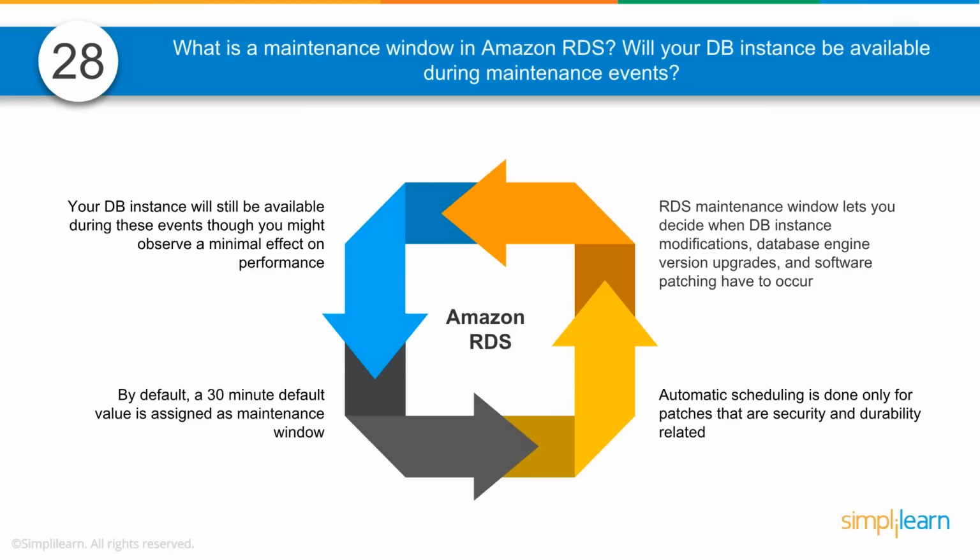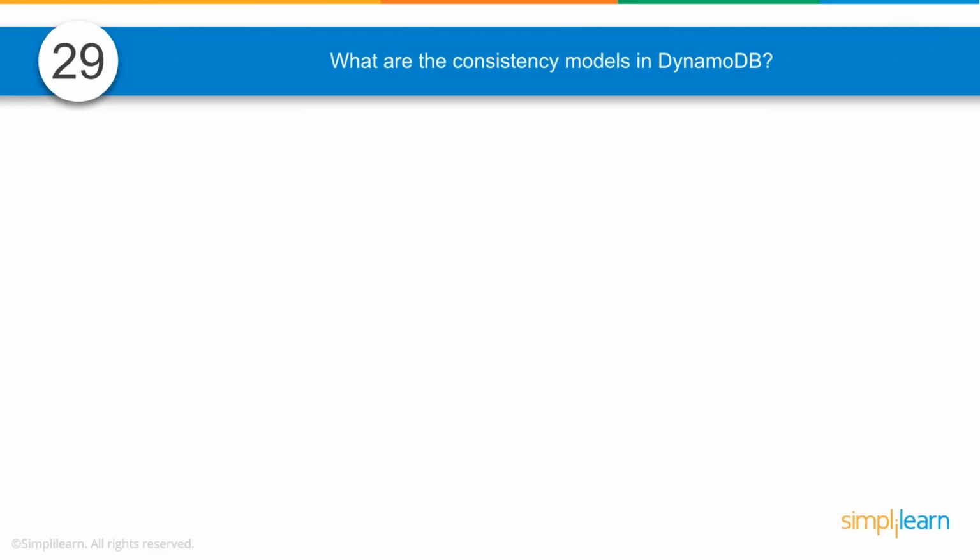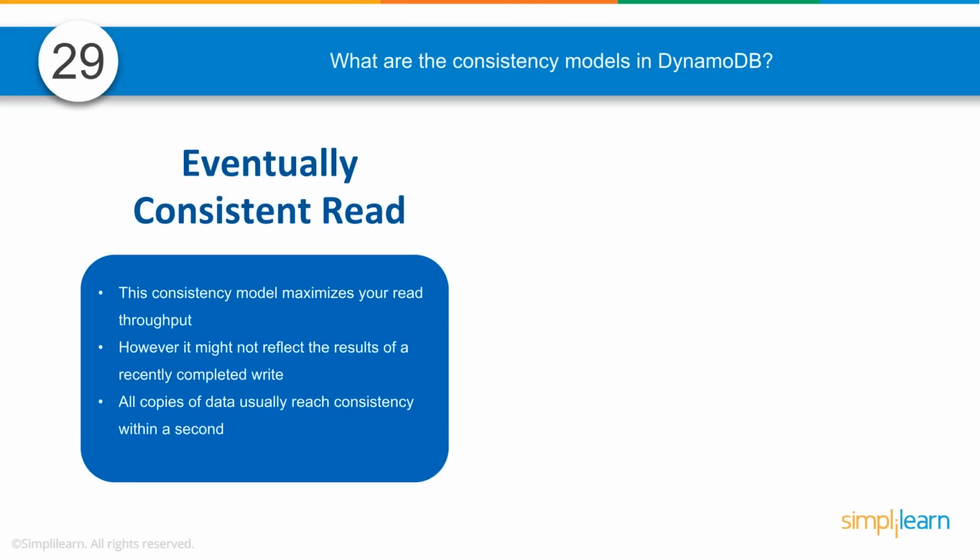And the important point is the DB instance will be available during that event because you're going to have a primary and a secondary, right? So when that upgrade happens, Amazon would shift the connection to the secondary, do the upgrade, and then switch back to the primary. Another classic question would be, what are the consistency models in DynamoDB?